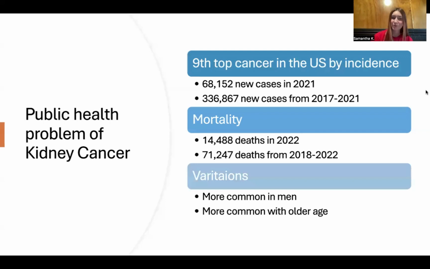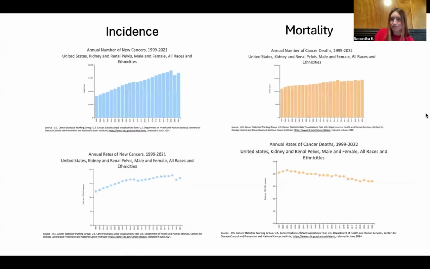Hi, my name is Samantha, and I'm going to be talking about the public health problem of kidney cancer and an observational study of smoking as a risk factor. All my statistics and graphs are from the CDC, and they are for kidney cancer and renal pelvis cancer. According to the CDC, it's the ninth top cancer in the US by incidence, with 17 new cases per 100,000 and a mortality rate of 3 per 100,000. There are variations in who gets this cancer. It's more common in men, and it gets more common with older age.